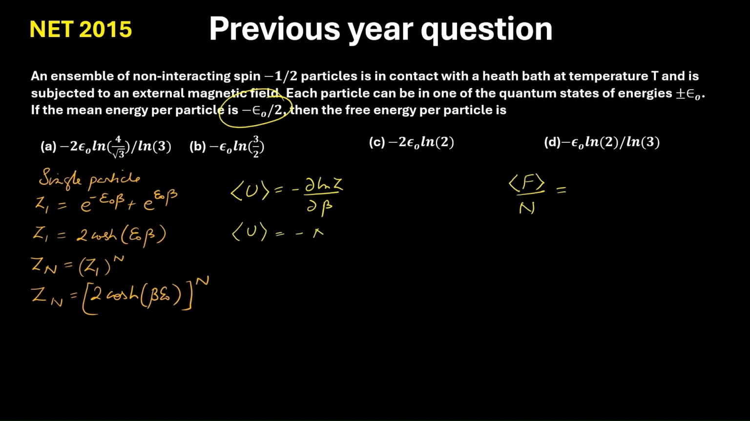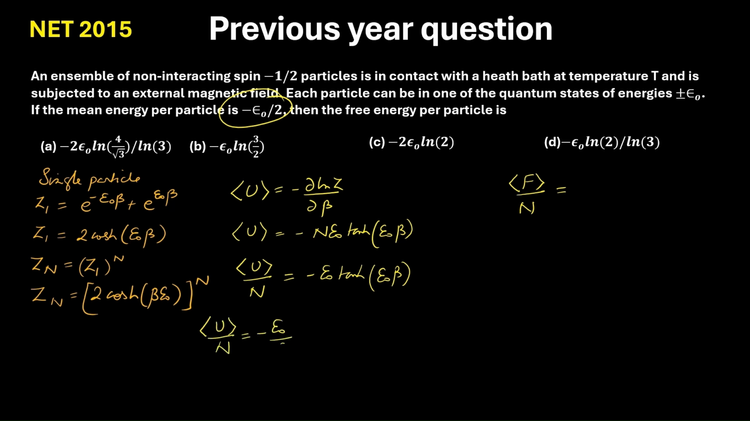So this you'll get minus N epsilon naught tanh(epsilon naught beta). If I bring the N to this side, it will be minus epsilon naught tanh(epsilon naught beta). Now in the question, it is given that U by N is equal to minus epsilon naught by 2. So if I equate with this, it will be minus epsilon naught tanh(epsilon naught beta). So here epsilon naught I can cancel, minus I can cancel.